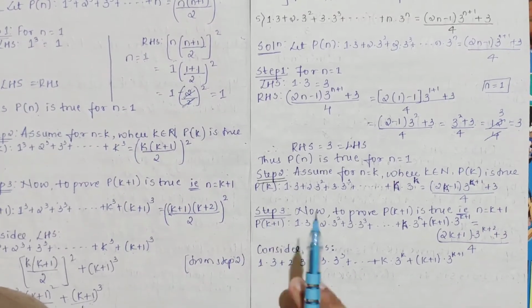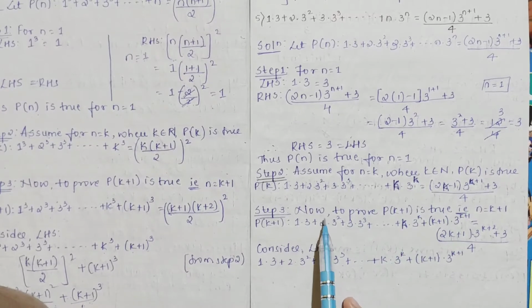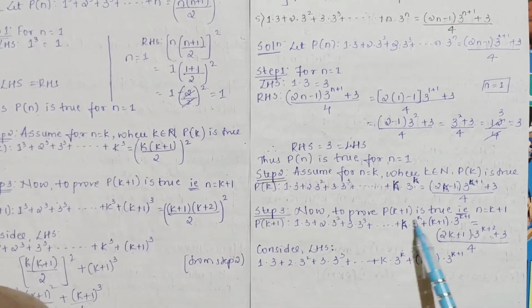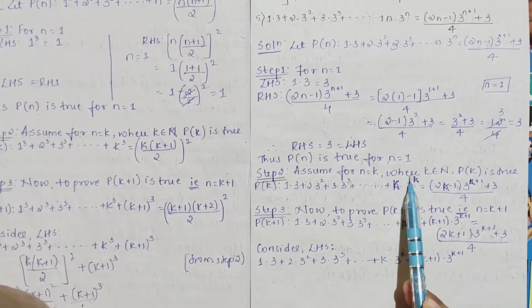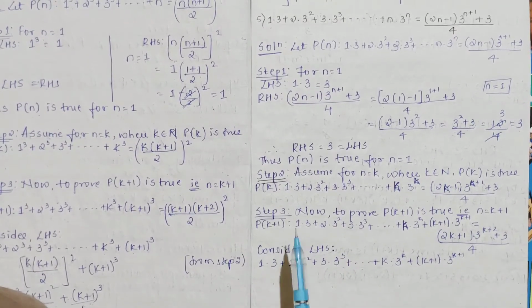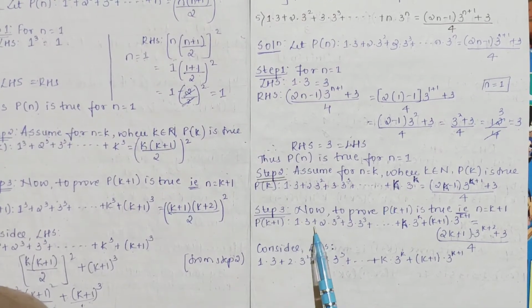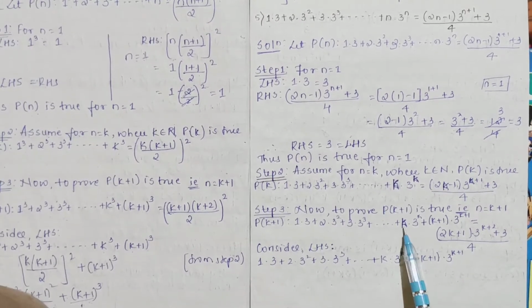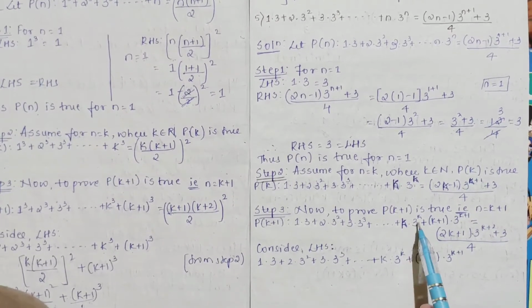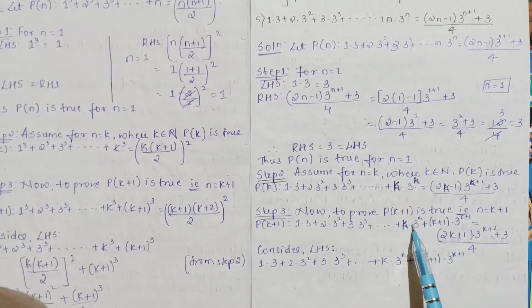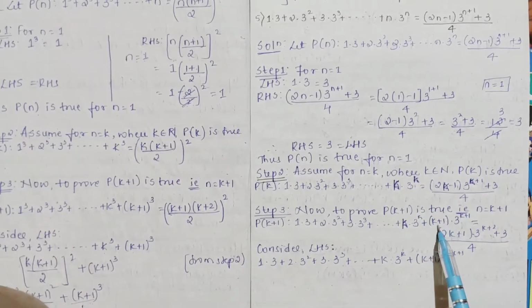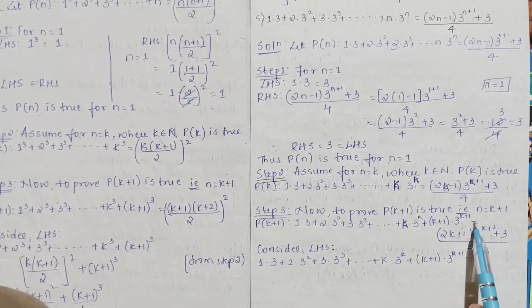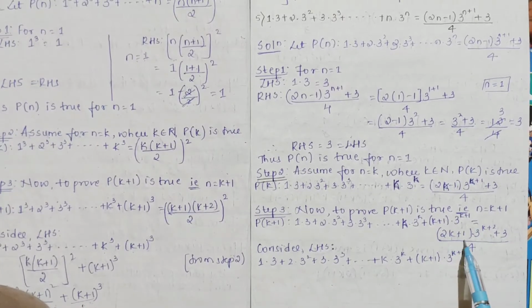Your step 3, which is your important step. Now to prove P of k plus 1 is true, that is n is equal to k plus 1. In place of k you have to put k plus 1. So we are taking k plus 1, so on up to, see, you have up to k into 3 raised to k, right? But we want to prove for k plus 1. So again your one more next term will be (k plus 1) into 3 raised to (k plus 1), which is equal to again 2k plus 1.